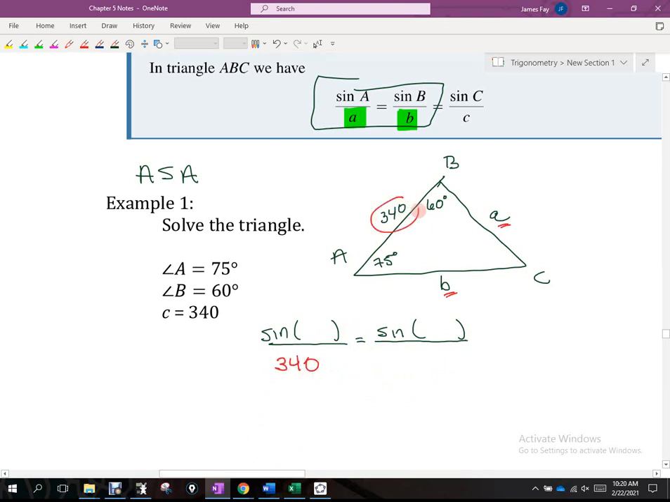Which, if one of them has to be 340, then I better know what angle C is. What is angle C in this situation? 45. It's the triangle angle sum theorem, right? They give you two angles, you automatically know the third one through subtraction. So now that leaves the door open for me to decide, because now I got to use either 60 degrees or 75 degrees. I'm going to use 60 right now. So put 60 there. So what should go opposite 60 is lowercase b. Does that make sense, everybody?